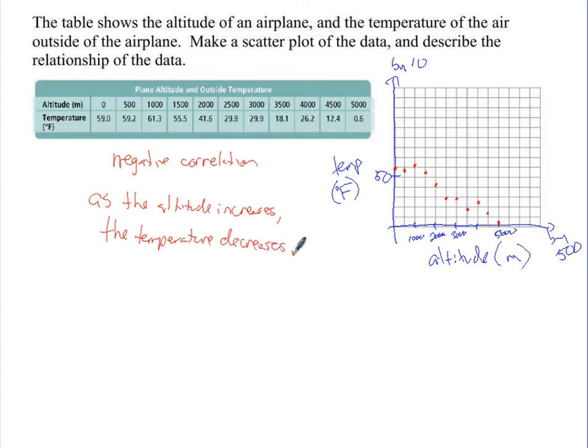Okay. So when they say describe the relationship of the data, that's what we're looking for. It could be either negative correlation, or it could be as the altitude increases, the temperature decreases. In this case, I definitely want both. And for you guys, just do both. It's easy. Line goes down from left to right, negative correlation, no brainer. But then the sentence makes you think a little bit, so that's the important one.